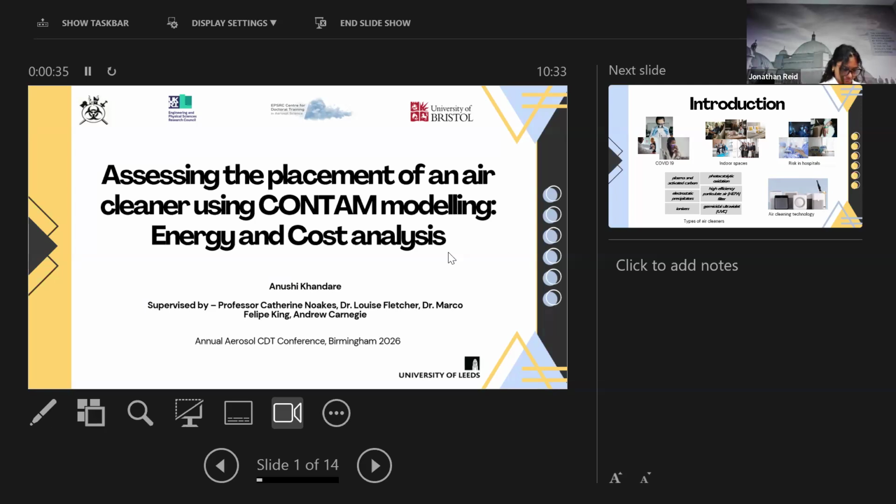Hello, everyone. This is Anushi from the University of Leeds, and my PhD topic is evaluating the performance of air cleaning technologies for mitigation of infection risk in hospitals. Today I'll be presenting just the initial part of the modeling, assessing the placement of an air cleaner using CONTAM modeling, with energy and cost analysis of a 12-zone hospital ward.